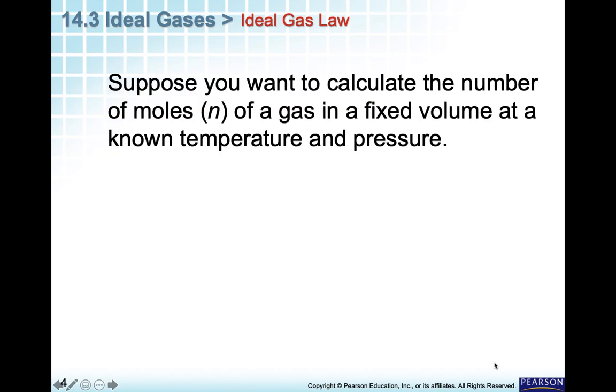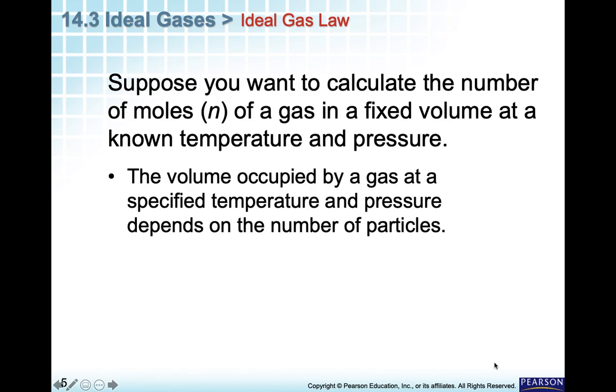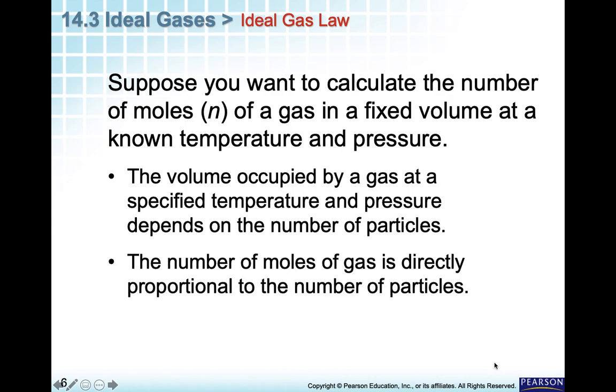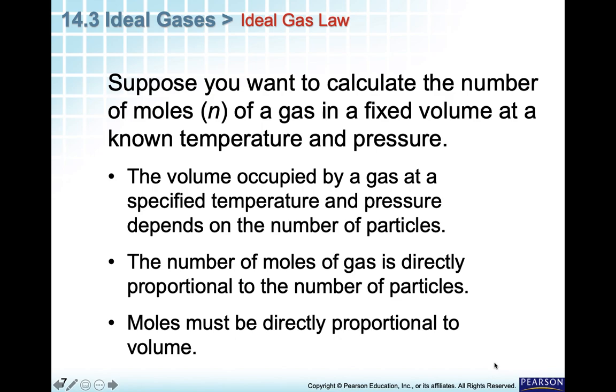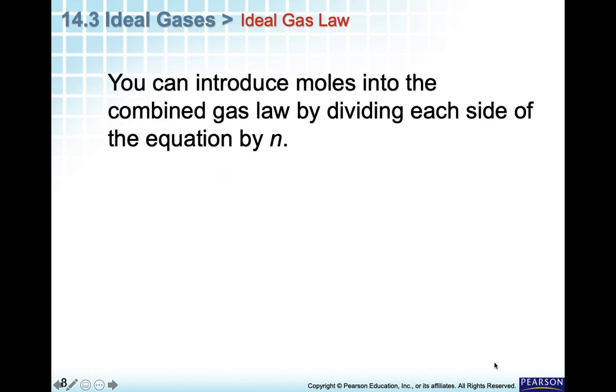Suppose you want to calculate the number of moles of a gas in a fixed volume at a known temperature and pressure. The volume occupied by the gas at the specified temperature and pressure depends on the number of particles. So, the number of moles of a gas is directly proportional to the number of particles. If I know the number of moles, I could calculate the particles. And moles must be directly proportional to the volume. And so we have an equation we're going to get to shortly.